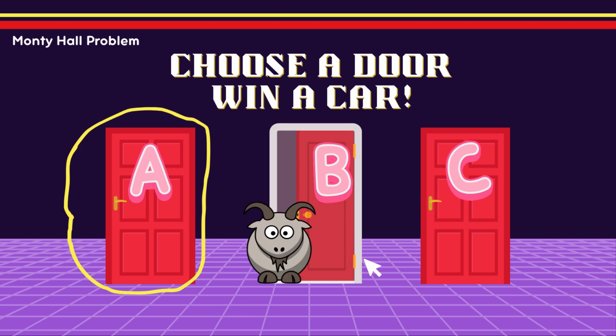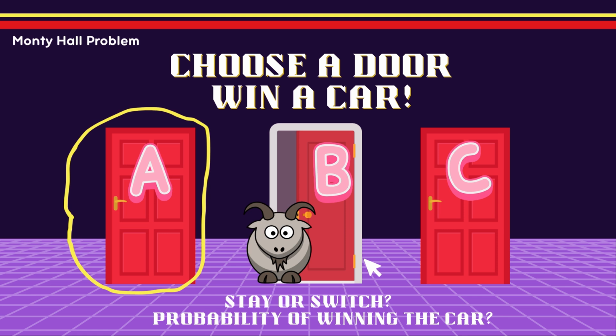There's a goat. At this point, the host is going to give you the option to either keep door A and see what's behind door A, or you could switch to door C and see what's behind door C. What do you do? Stay or switch? Is there an advantage to staying with door A, or is there an advantage to switching now that he's opened door B? What's the probability of winning the car?